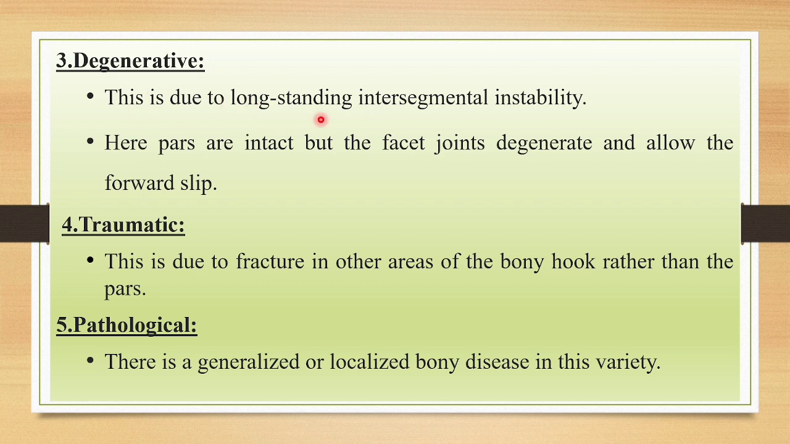So this is due to long-standing intersegmental instability. Here the pars interarticularis is intact, but the facet joints degenerate and allow the forward or anterior slippage. And the fourth type is traumatic. This is due to fracture in other areas of the bony hook rather than the pars interarticularis. The fifth type is pathological. There is some generalized or localized bony disease in this variety. It occurs as a result of some pathology of your spine.